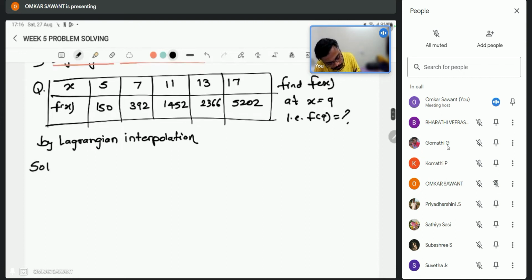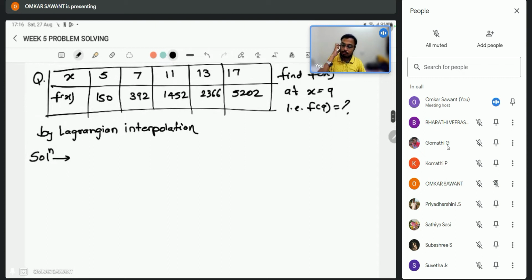Just listen carefully to the first step, how we are going to tackle this. We have values 5, 7, 11, 13, 17. Then we have to find at 9. So 9 is in between 7 and 11, right? So the value will lie between 392 and 1452. It is like we are guessing, right? When we calculate by Lagrangian interpolation, we calculate the coefficient for each x value and multiply the functional value with that respective coefficient, and the sum of all these gives the answer. So just see the method. Our Lagrangian interpolation formula is written as follows.